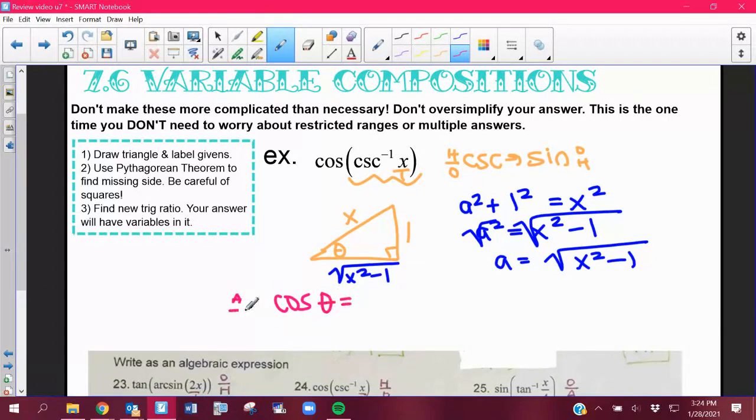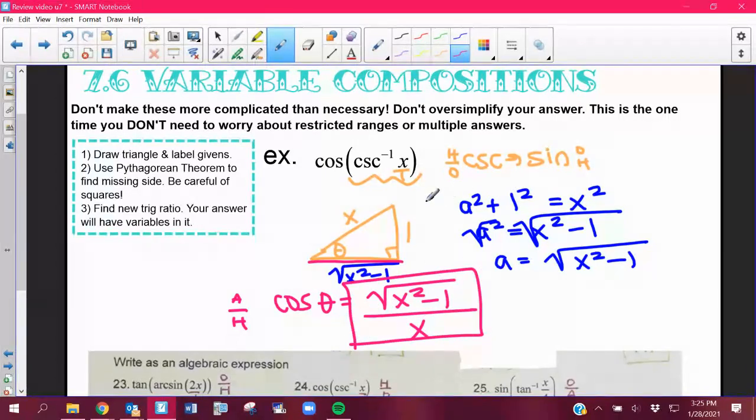So at this point, I now want to find the cosine of this particular triangle I drew. Again, cosine is adjacent over hypotenuse. I just found my adjacent leg. It's that square root of x squared minus 1. My hypotenuse is x. That's my final answer. Do not simplify it any further. There's no pairs that I can take out of the top.